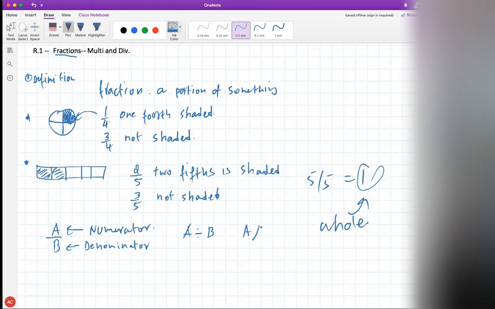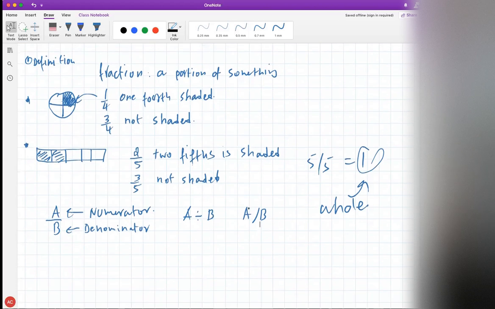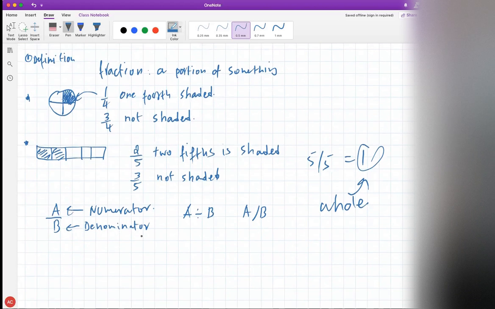Or you can also say A by B. That's another way of writing a fraction. Sometimes you write it like this. So we'll get back to these in a little moment. We're going to talk in detail about types of fractions.